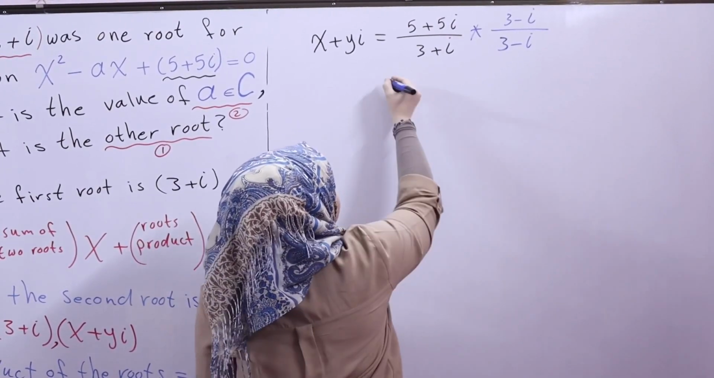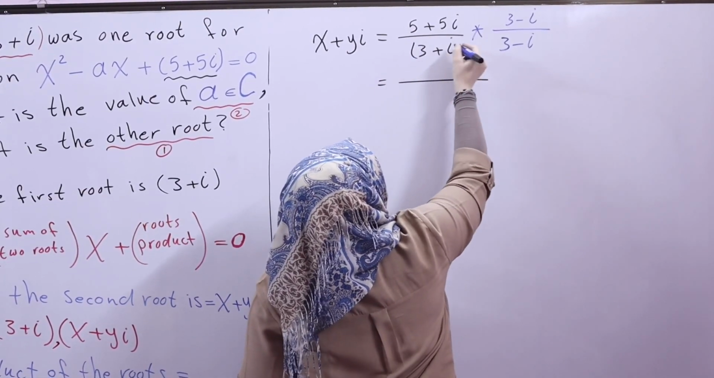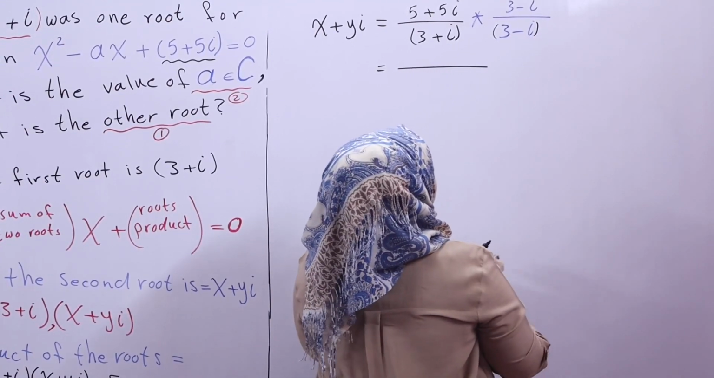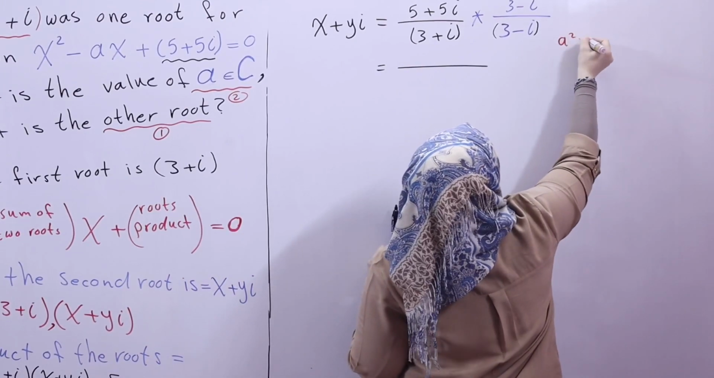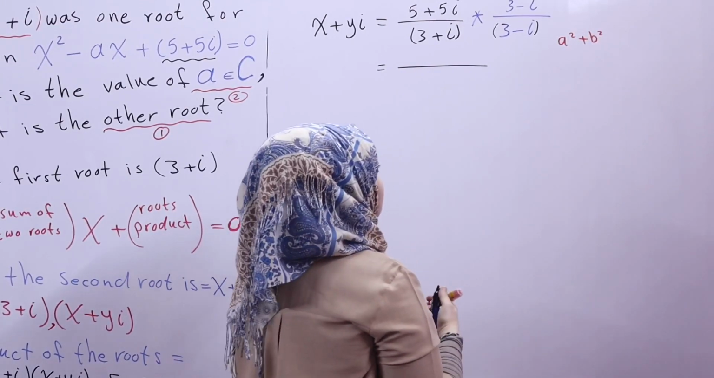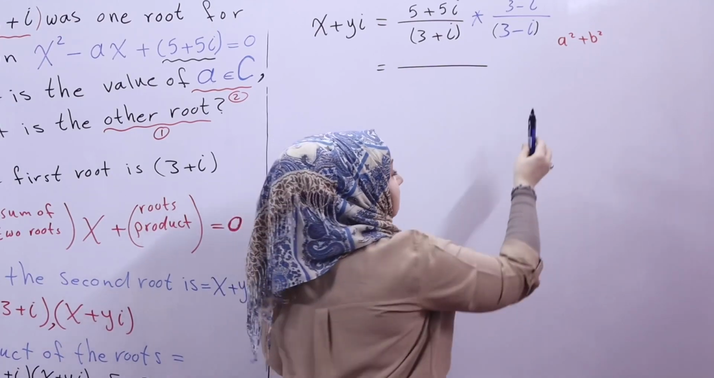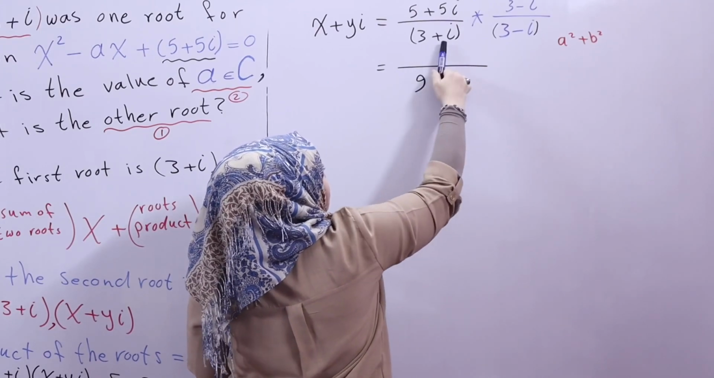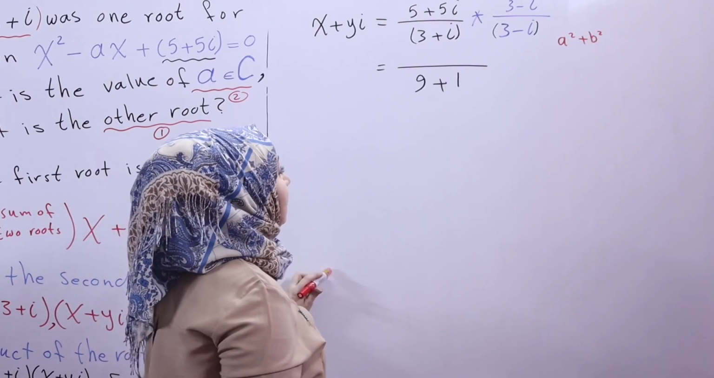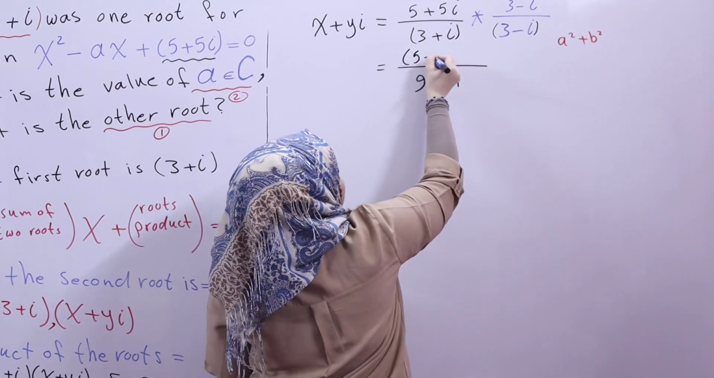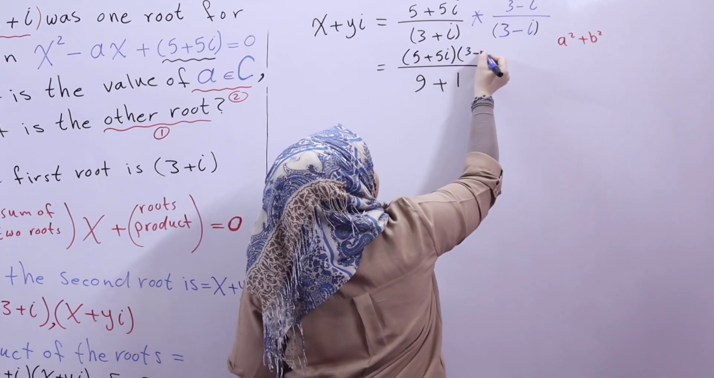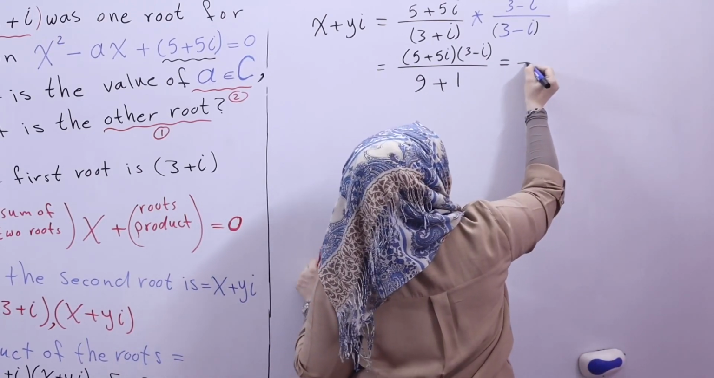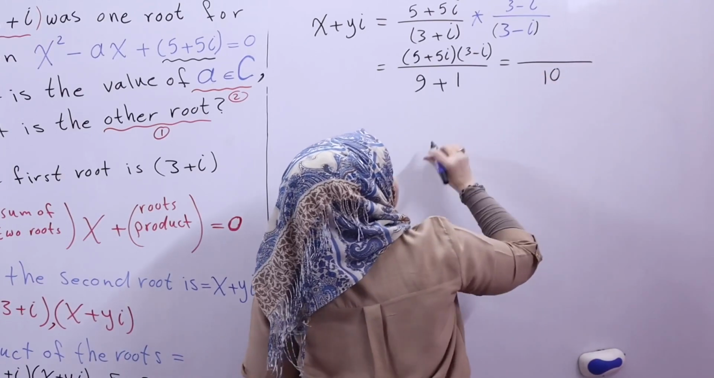So the result in the denominator is a complex number multiplied by its conjugate. We know the product of a complex number and its conjugate gives a squared plus b squared: the real part squared, 9, plus the imaginary part squared, which equals 1. And here we will multiply the two complex numbers in the numerator. The denominator will be 9 plus 1 equals 10.